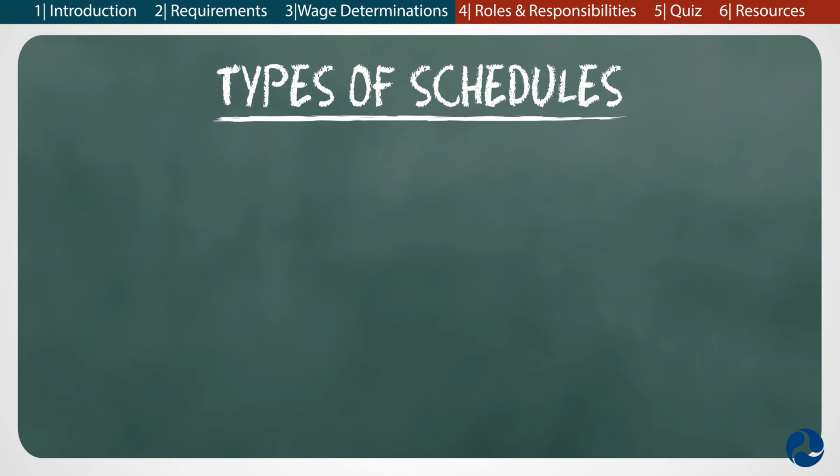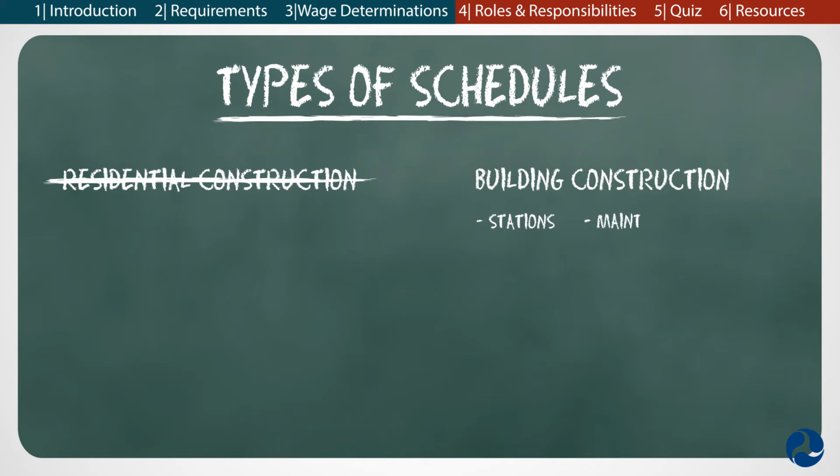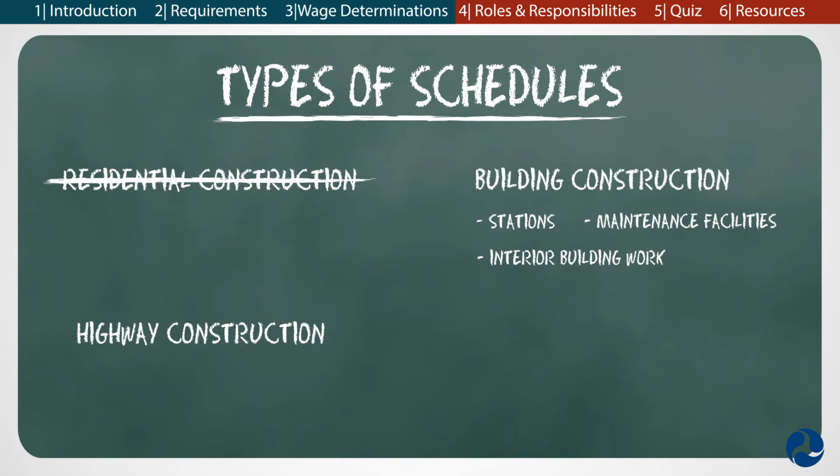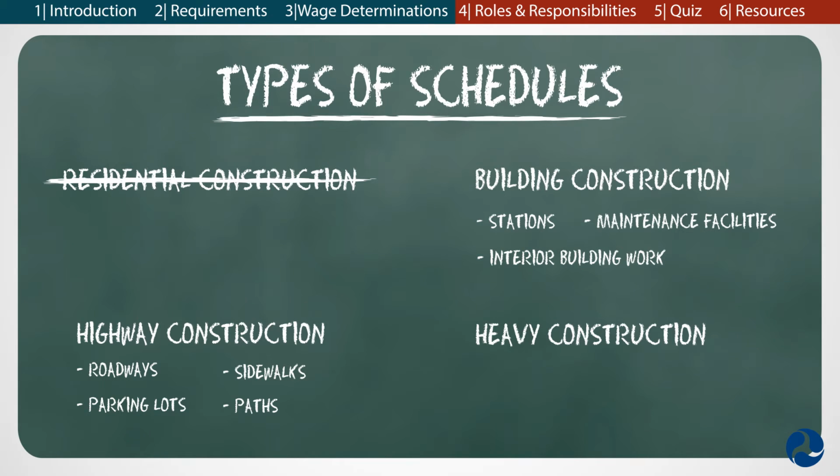So what types of schedules are there? There are 4 different schedules or construction types under the Davis-Bacon Act. First, there is residential construction, which isn't funded by FRA grants or loans. Next, there is building construction, which includes stations, maintenance facilities, and interior building work. Then there's highway construction, which consists of elements like roadways, sidewalks, parking lots, and paths, which are common with some rail projects. An example would be a project to improve pedestrian access to and from a rail station. Finally, there's heavy construction, which is a catch-all category that includes projects generally of a public works nature. Most rail projects fall into this category.